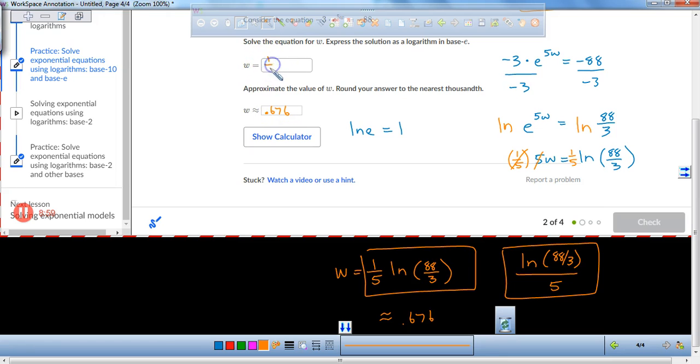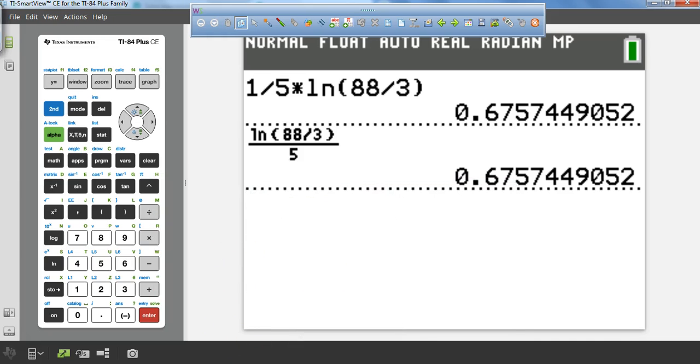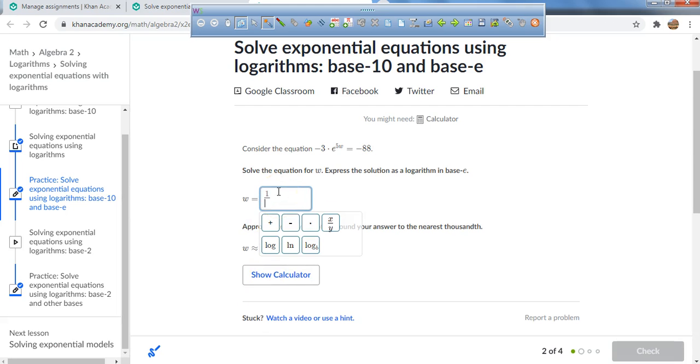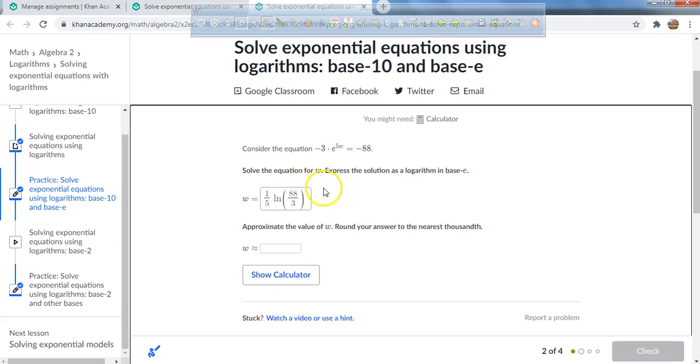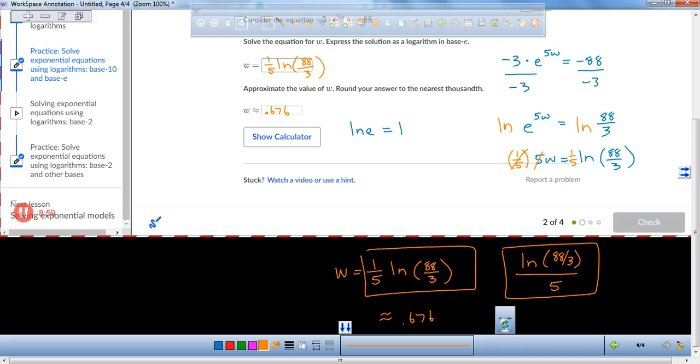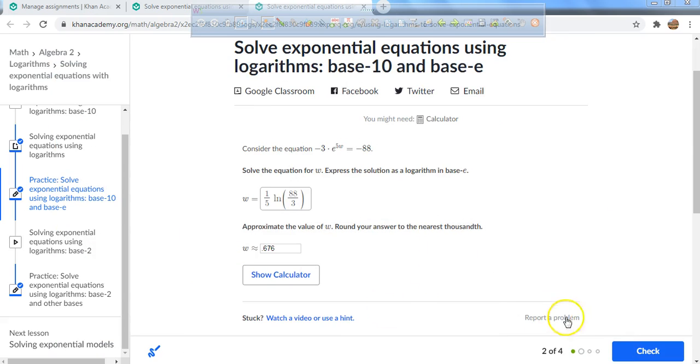We have 1/5 times the natural log of 88 over 3, so that's what I'm going to type in carefully. All right, let's check it out. I'm going to put 1 divided by 5, then natural log, and a parentheses and put 88 divided by 3 right there. That's going to be the exact answer. And then our approximate was 0.676, nearest thousandth. Roll the dice. Boom. Nailed it. On to the next one.